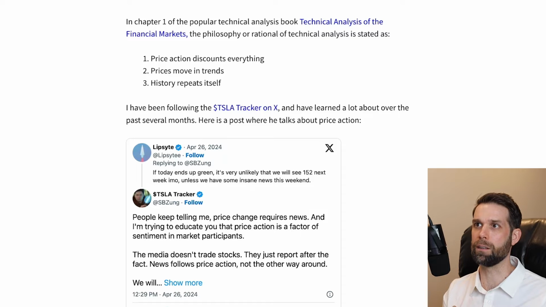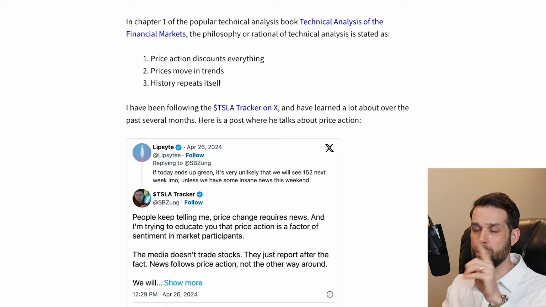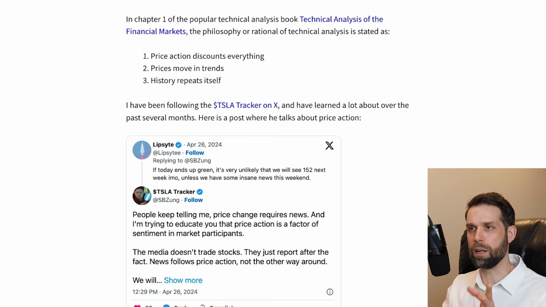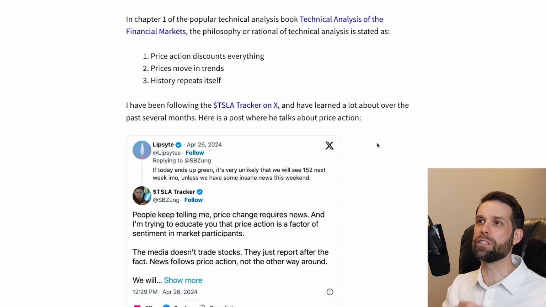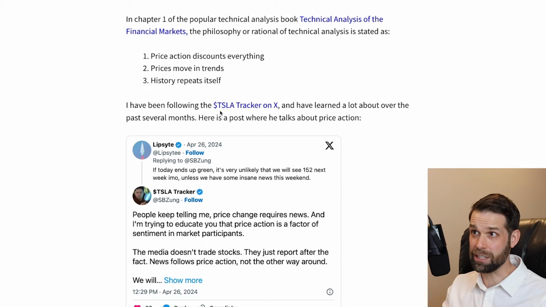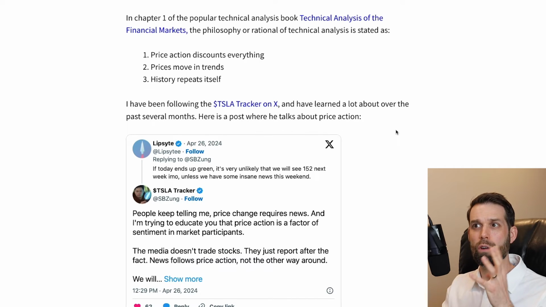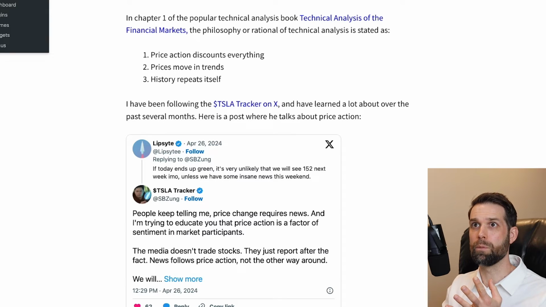And I want to touch more on price action discounts everything. But I wanted to share here 2 resources and talk a little bit more about the difference between fundamental and technical analysis. There's this person on X called the Tesla Tracker, and I've learned a lot about technical analysis, as a sort of proof of concept, by following this person since the early beginning of this year.